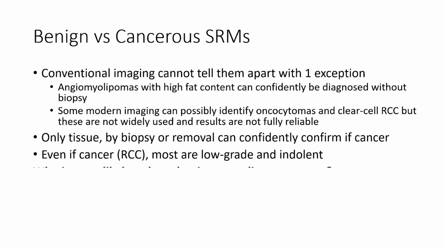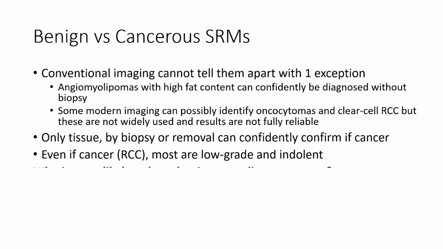So one thing to point out is that imaging cannot tell us if it's benign or malignant. There's one exception, and that's an angiomyolipoma. This is one of the most common benign tumors of the kidney. If it has a lot of fat component, then we can call it out on the scan, feel very confident about it, and tell you not to worry about it. And then there are some other new imaging modalities that reportedly can identify oncocytomas, one of the other more common benign tumors of the kidney, and another one that can tell clear cell, but they're not really reliable. We really have not been using them here.